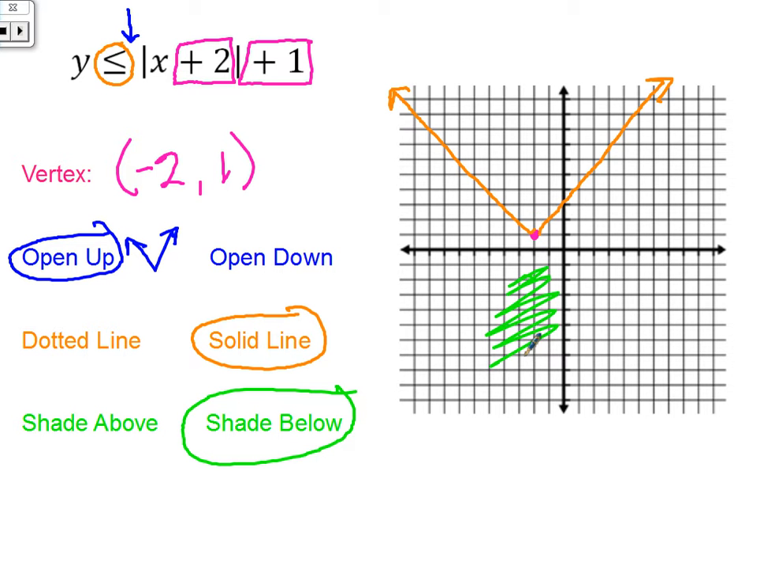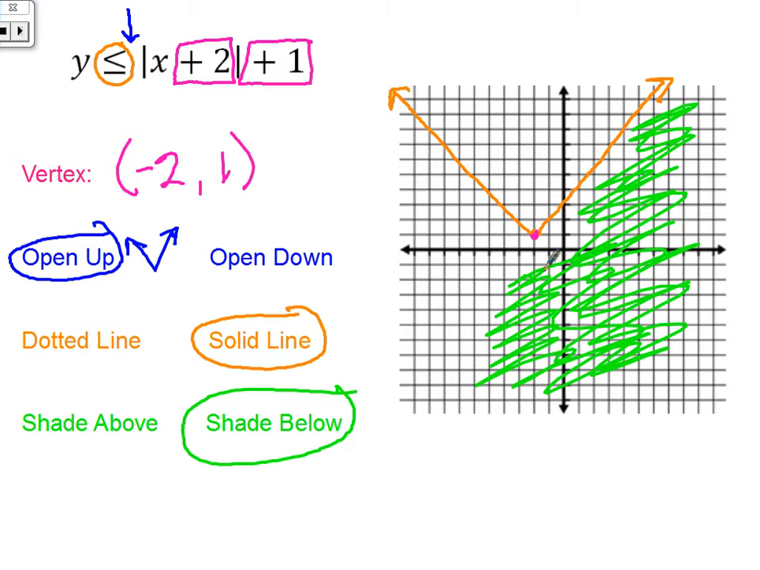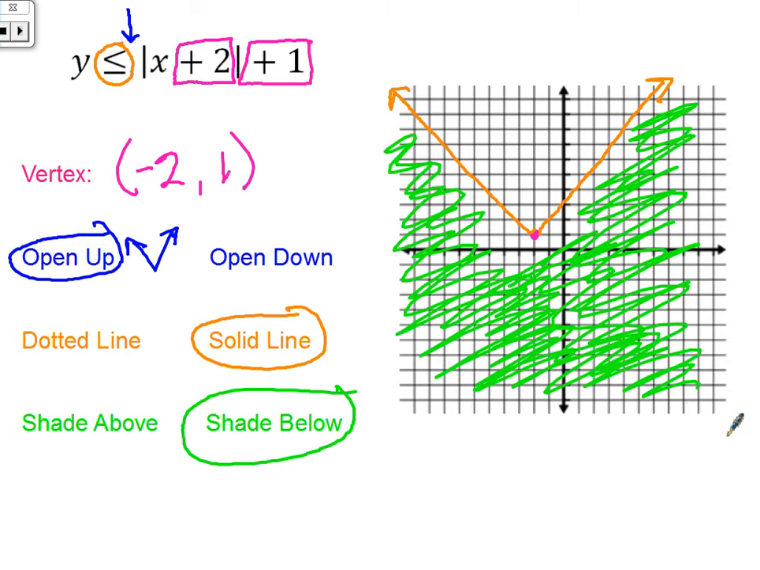So I'm going to shade down here, which is underneath the entire graph. Shading on this entire side and not crossing over the graph itself. And you're complete. Here's one more example.